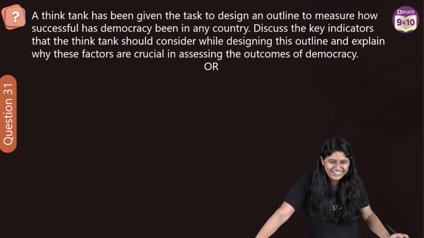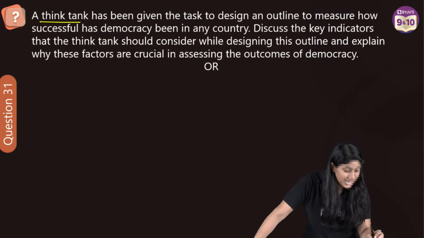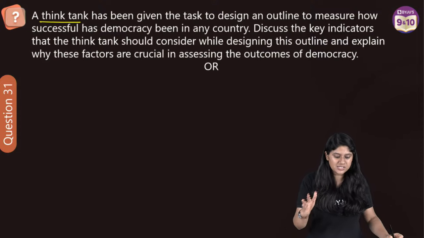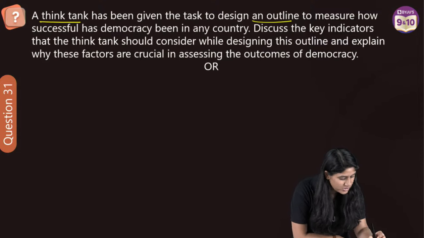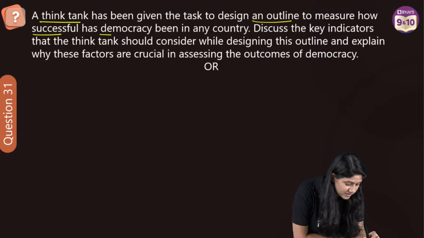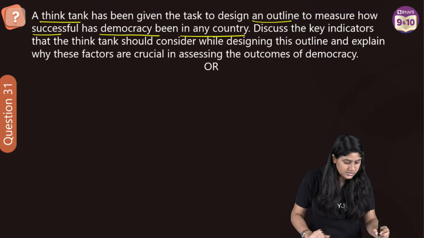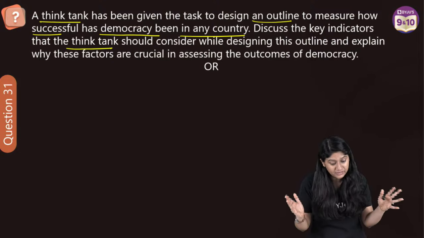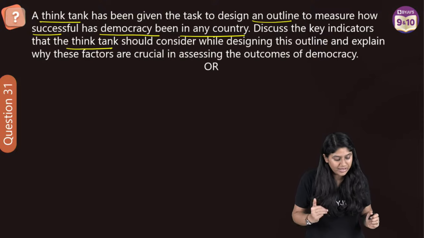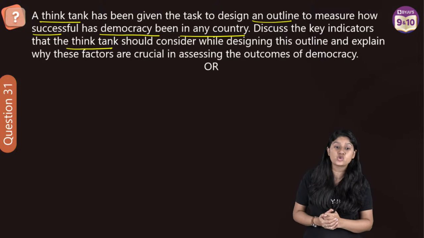A think tank has been given a task to design an outline to measure how successful a democracy has been in any country. We have to discuss any key indicators that will help the think tank to design it, and we have to explain why these factors are crucial.